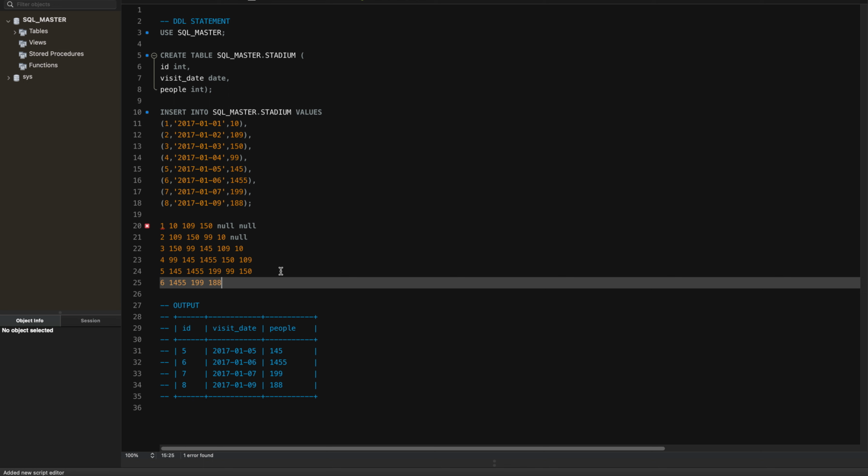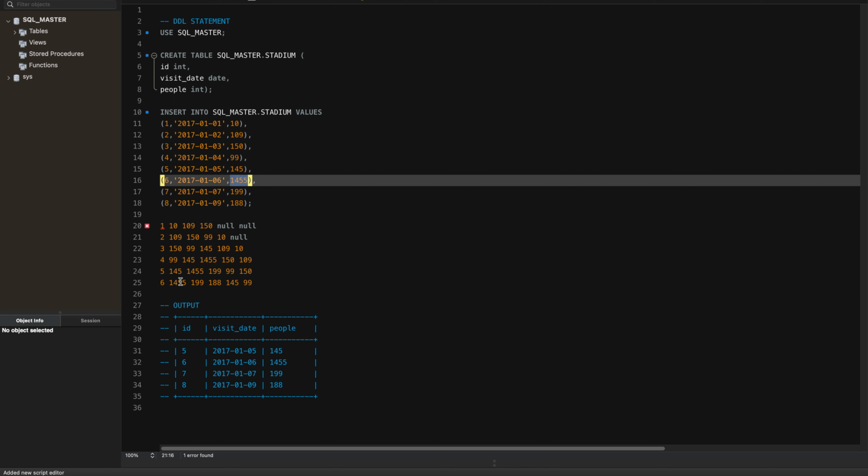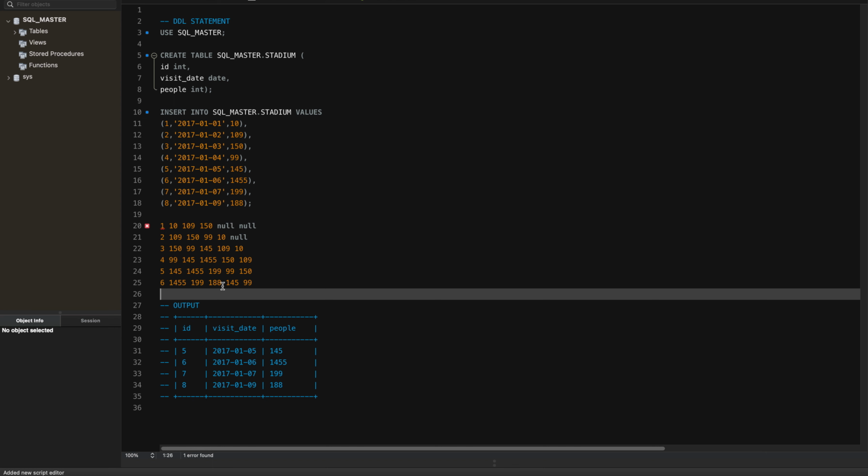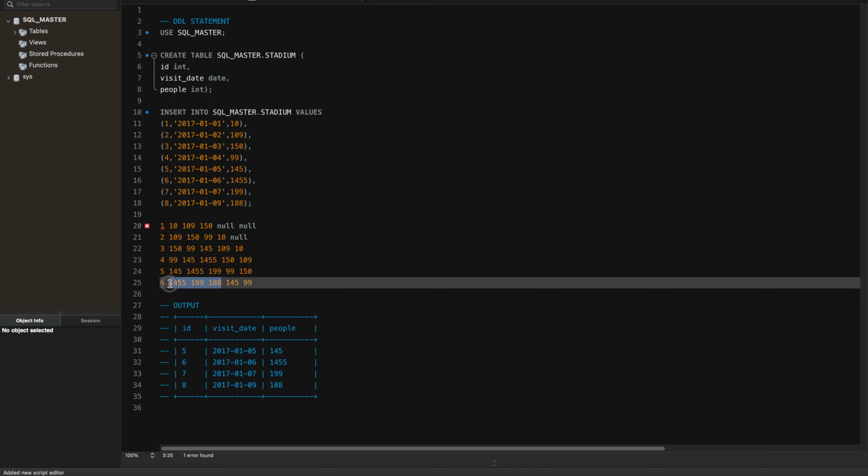199, 188, 145 and 99. So for row number 6, the current date is 1455, the next day it's 199 and 188, and previous is 145 and 199. If you look at row number 6, current is 1455, next is 199, next to next is 188. These three are more than 100, so we can include row number 6 in our output.